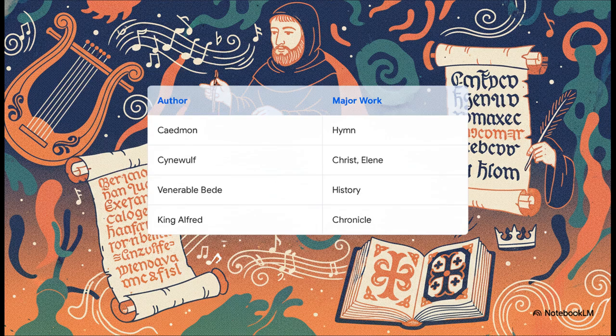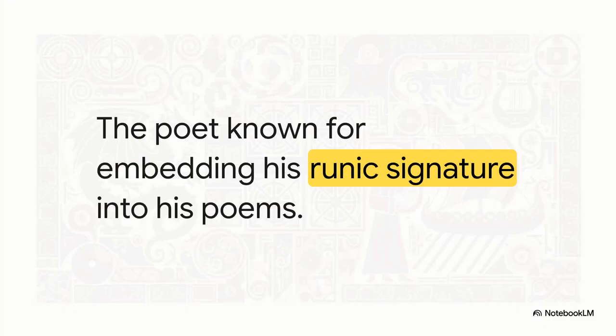But here's a pro tip for the test. It was actually written in Latin, not Old English. Finally, we have King Alfred the Great. He was a massive champion for education who kicked off the Anglo-Saxon Chronicle and translated important works to really empower his people. Now, I want to zero in on Cynewulf because examiners absolutely love testing on him.